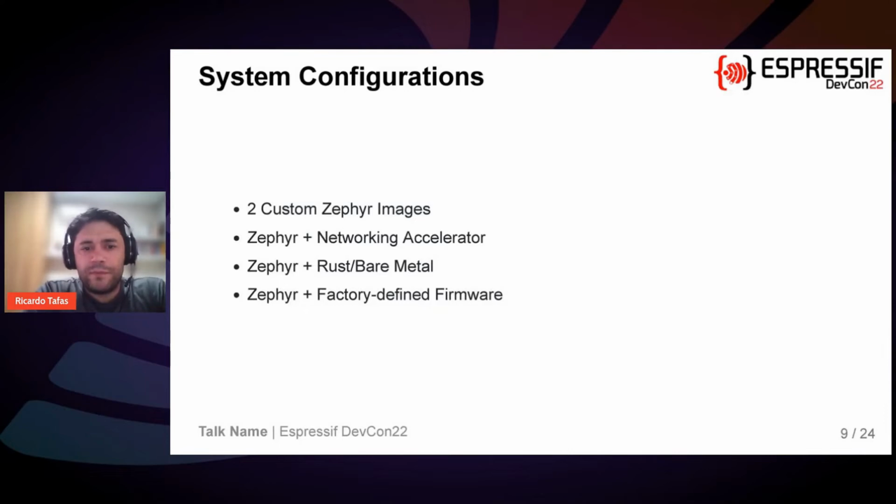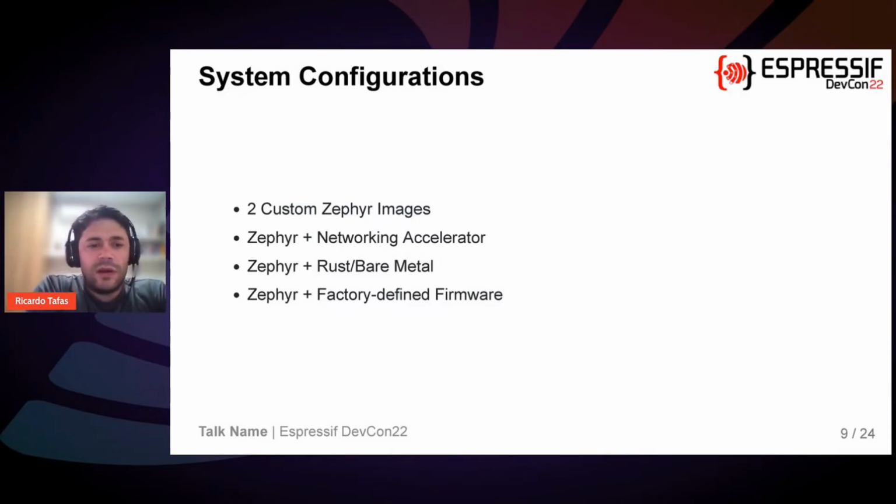So the configurations for these systems depend on which image is going to be used on each core. The first regular use is two custom Zephyr images, where users can run their custom Zephyr with their custom firmware on one core, and another custom Zephyr with another custom firmware on the other core. They can or cannot have communication between them. That's up to the application.